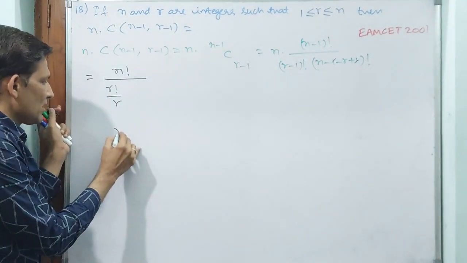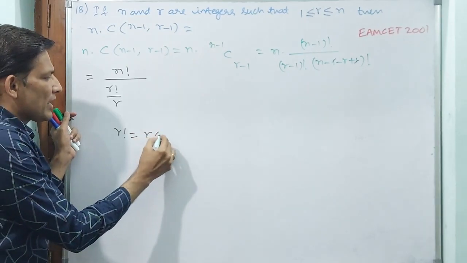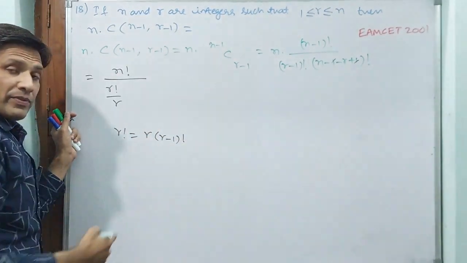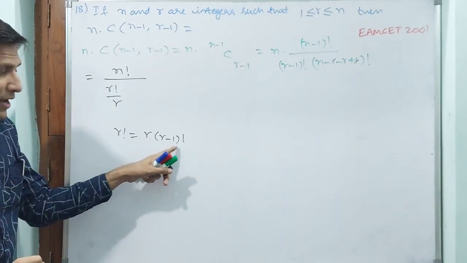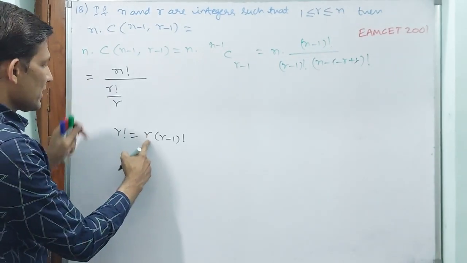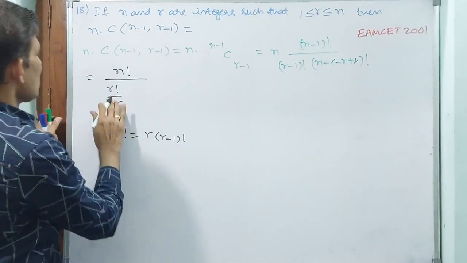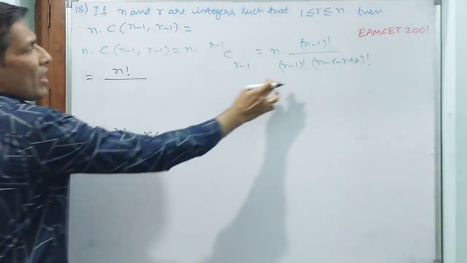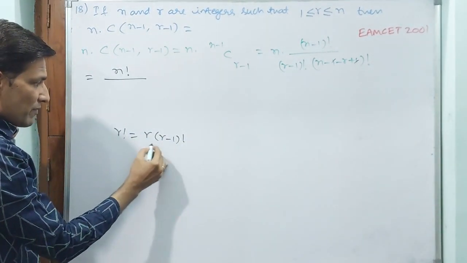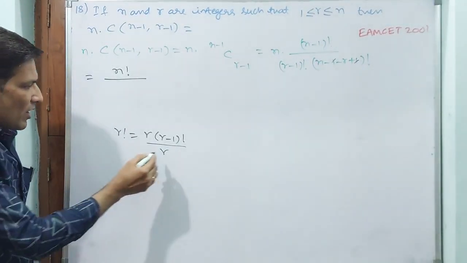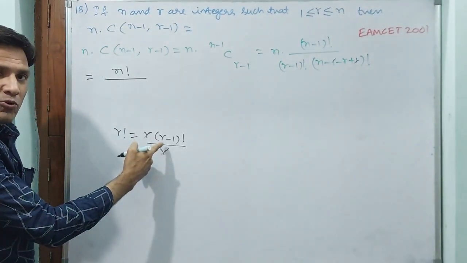Definitely I can write. You see r factorial is equal to r into (r minus 1) into something it goes, but I will stop here only. R factorial is equal to r into (r minus 1) factorial. Now you see, (r minus 1) factorial is there here. Shall I take it like this? R is going to get cancelled, r minus 1 only will come.